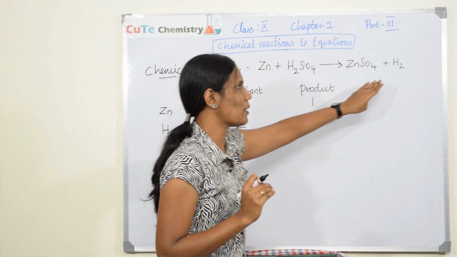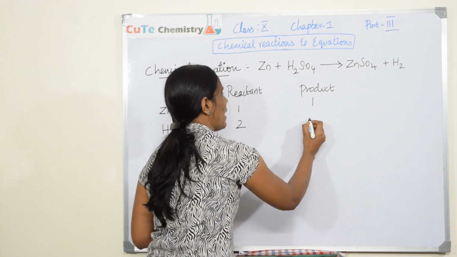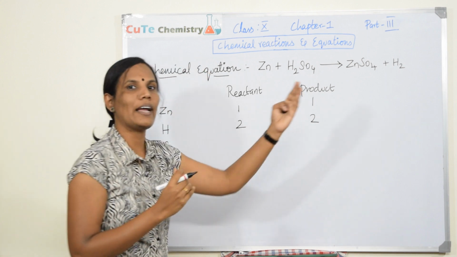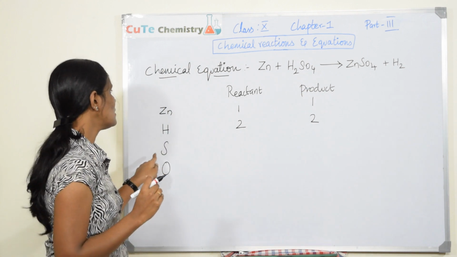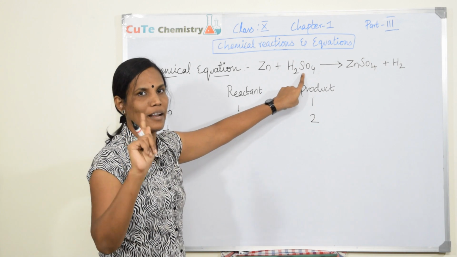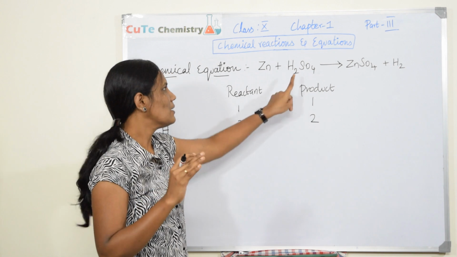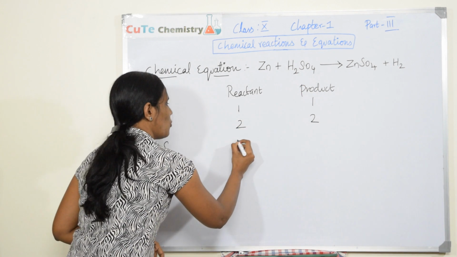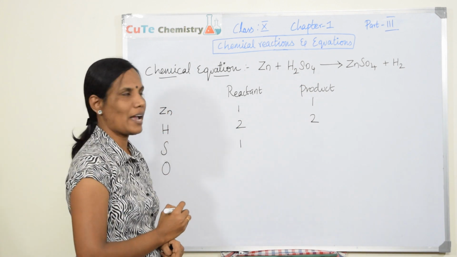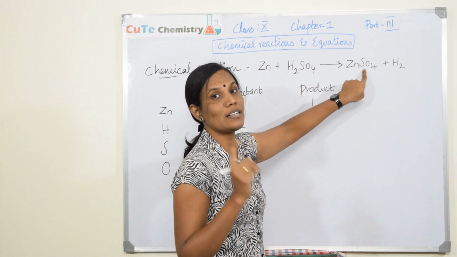You can check the product also. Here also we have 2 hydrogen. So the number of hydrogen is 2 at the end of the reaction. Next one is sulfur. On the reactant side we have only one sulfur atom. Here also sulfur doesn't have any subscript. So it is 1. So one sulfur atom is involved in this reaction. At the end also we have only one sulfur.